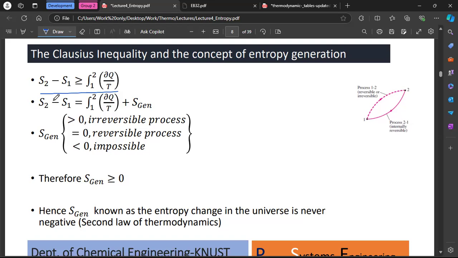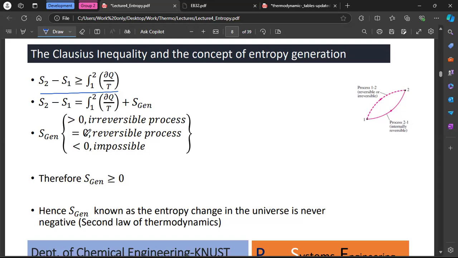Is the highest thing we can get. We can't just go higher than a reversible process, right? So that's where we can get our maximum work, the maximum use of heat, all those things for reversible processes. So we can't go higher than that.